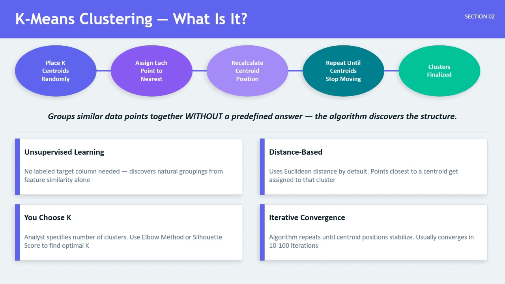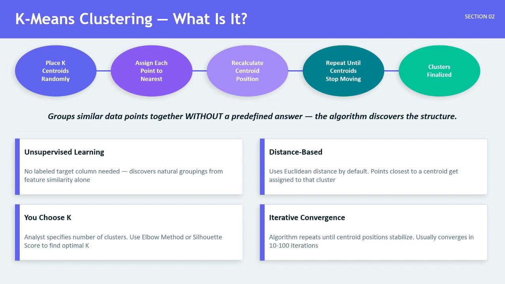So we place k centroids randomly, and that's chosen by the user. So you get to choose how many categories you'd like to make. Obviously, one would not be very meaningful, but anything larger than one, so two, three, four, five, six, we can get into these bins using geometric distance. We assign each point to a nearest centroid, recalculate centroid position, and then we repeat until centroids stop moving, and then we've got our clusters that are finalized.